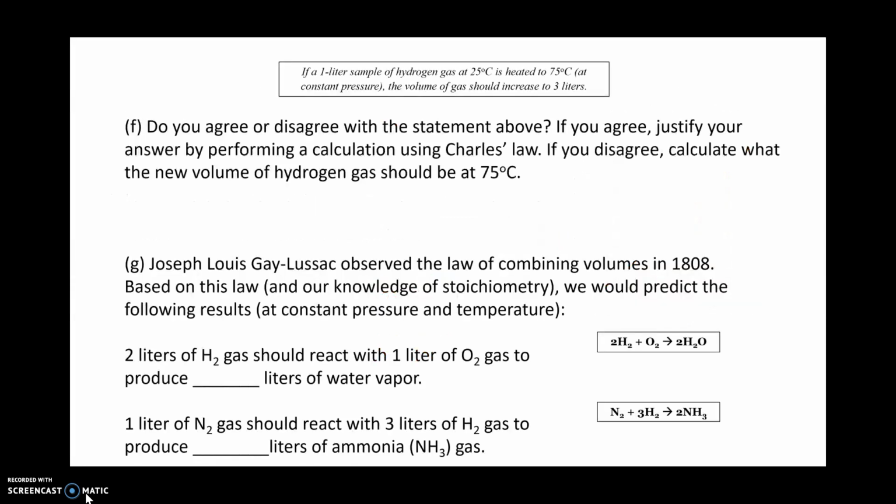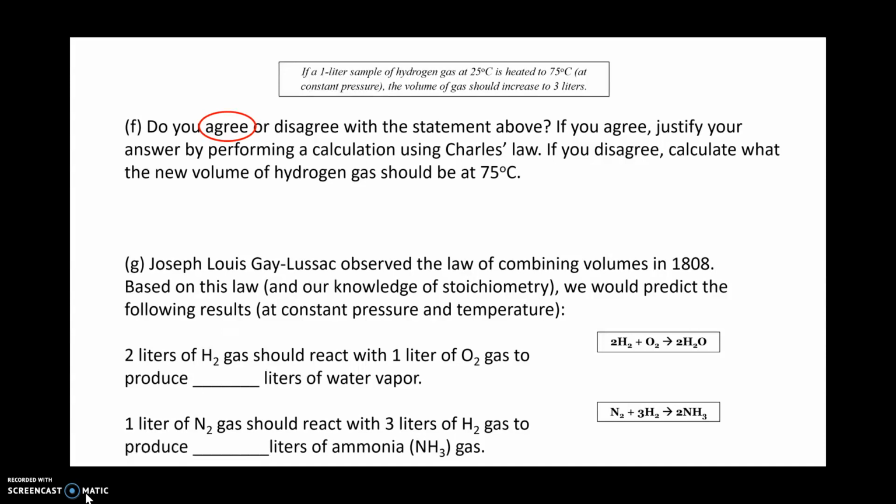All right, let's look at the statement at the top. If a 1 liter sample of hydrogen gas at 25 degrees Celsius is heated to 75 degrees Celsius at constant pressure, the volume of gas should increase to 3 liters. Is that true or not? Do you agree or do you disagree with the statement above? Either way, you need to justify it by doing some sort of calculation. And of course, if you've had any first-year chemistry class, you know that that is not a true statement.